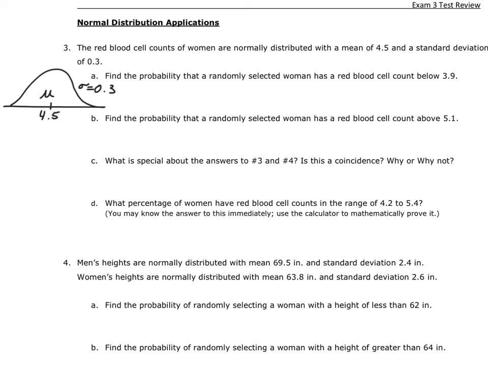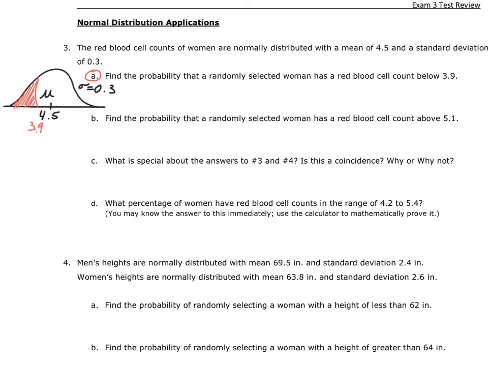First one, A, is asking about the probability of a randomly selected woman that has a red blood cell count below 3.9. So I'll go ahead and use the red to answer A here. I'm going to mark my 3.9 somewhere right about there. Oh, that was a bad line, but I'm going to go with it. So there's my 3.9, and I want to know something below that. So I'll shade here to the left of that line. That's what I'm looking for. I'm looking for the area.